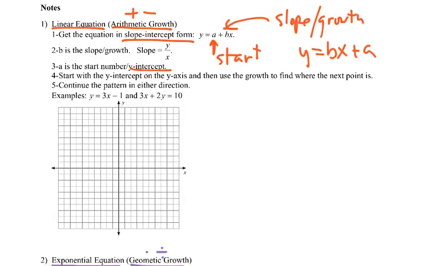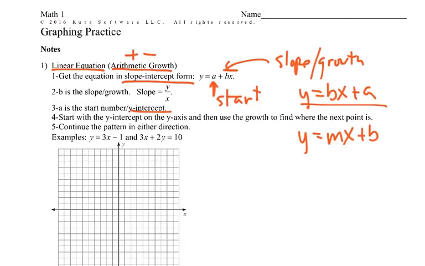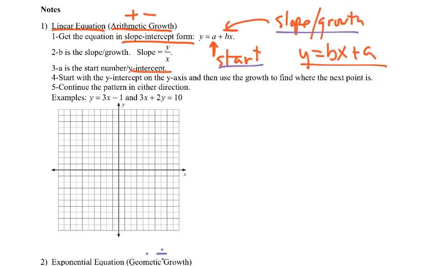Sometimes you'll also hear y equals mx plus b. But I prefer this way because it matches up better with the format of our exponential. But it's the same as y equals mx plus b. Once we've got that start number and that slope or growth, it makes life a lot easier, because it's easy to make a table, and it's also easy to graph.